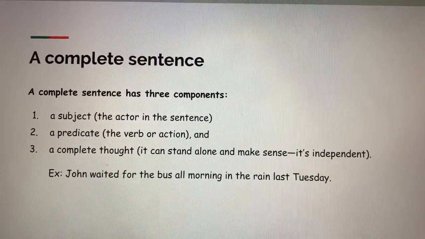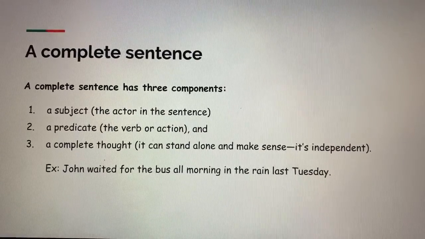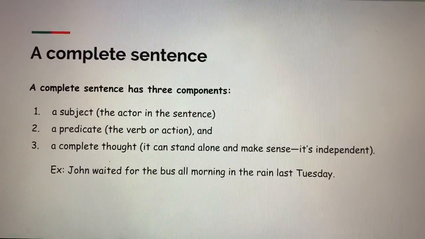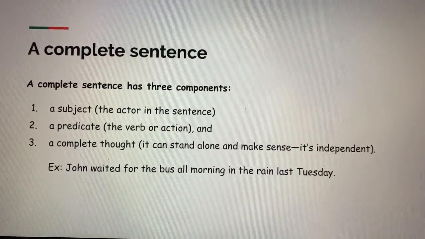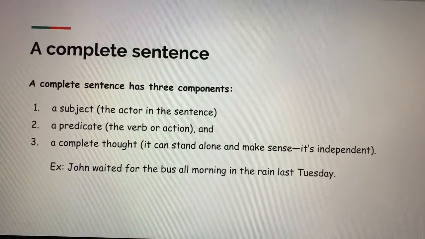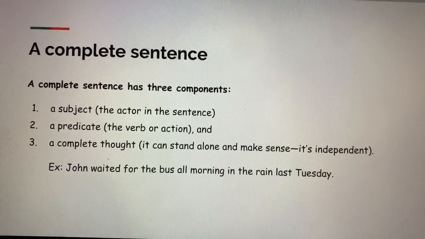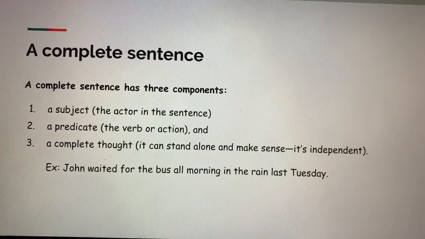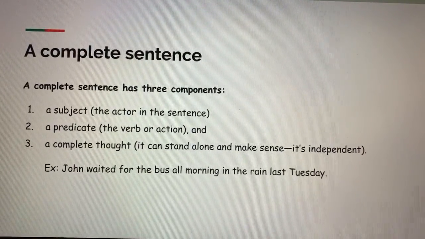Some examples of what a complete sentence is: usually a complete sentence has three components. First, a subject, which is the actor of the sentence. Second, a predicate, which is the verb or the action. And then third, a complete thought, which can stand alone and make sense. It's independent. An example is, John waited for the bus all morning in the rain last Tuesday.